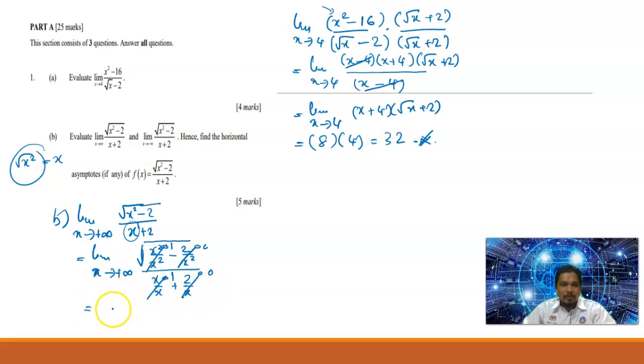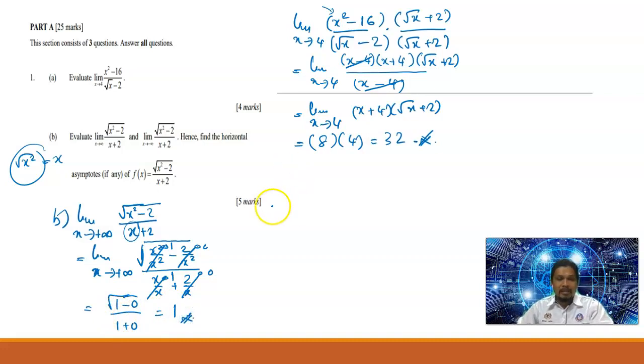It's going to give you square root of 1 minus 0 divided by 1 plus 0. So square root of 1 minus 0 equal to 1. So 1 minus 1, 1 divided by 1 equal to 1.